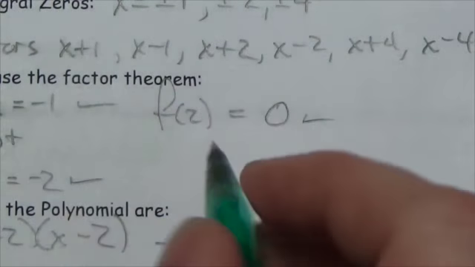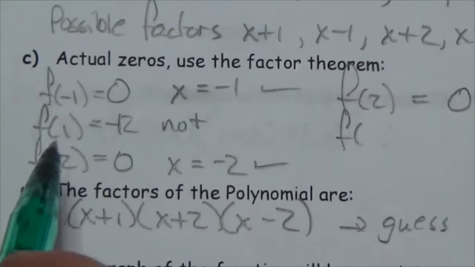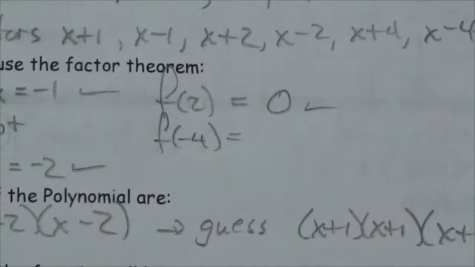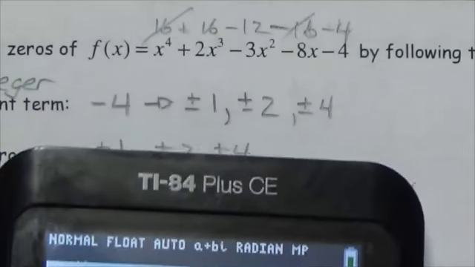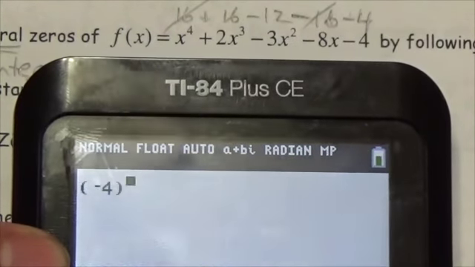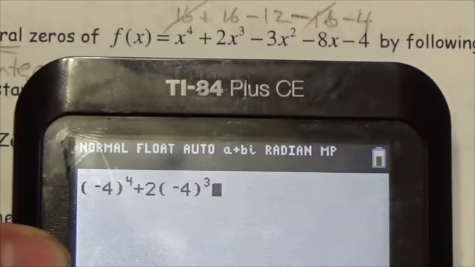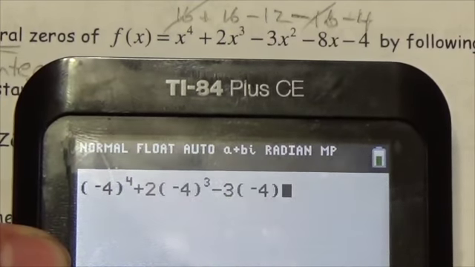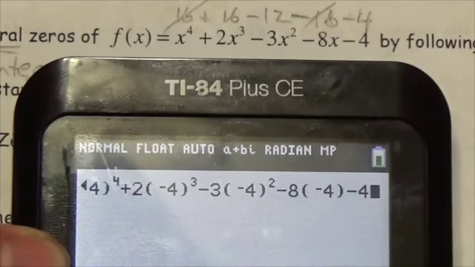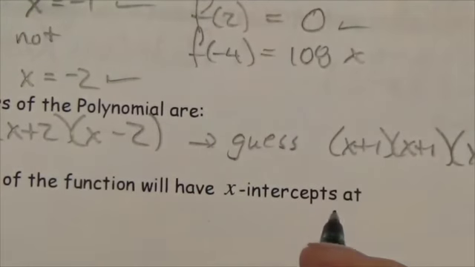But just to illustrate, I'm going to go back up to part C and check the remaining two roots. I have checked plus or minus 1 and plus or minus 2, and now I'll check both of the 4s. So negative 4, and in this case I'm going to do this on the calculator. This will be negative 4 to the 4th plus 2 times negative 4 cubed minus 3 times negative 4 squared minus 8 times negative 4 minus 4. That equals 108. That is not a factor.